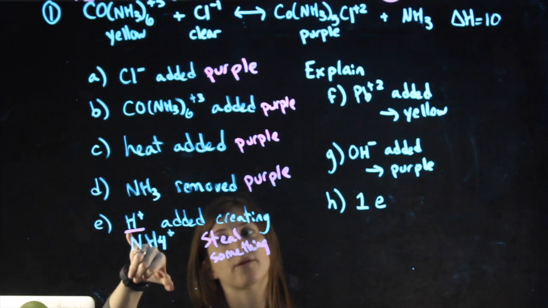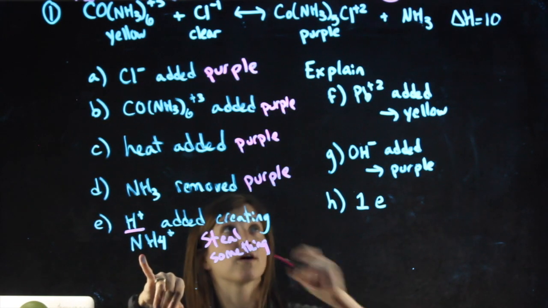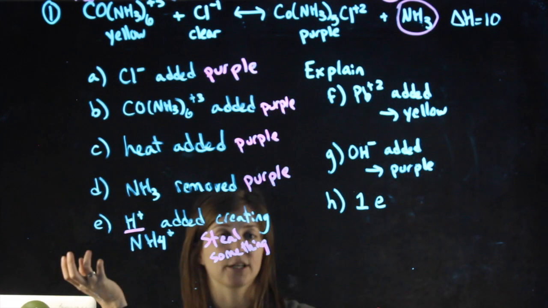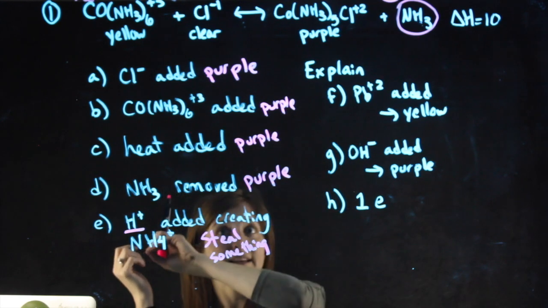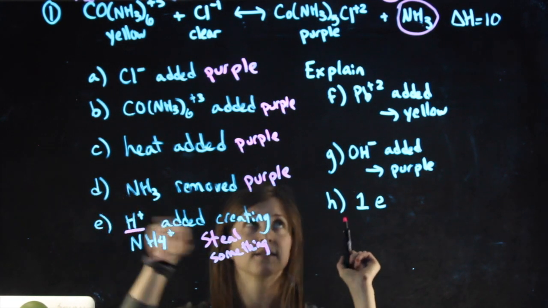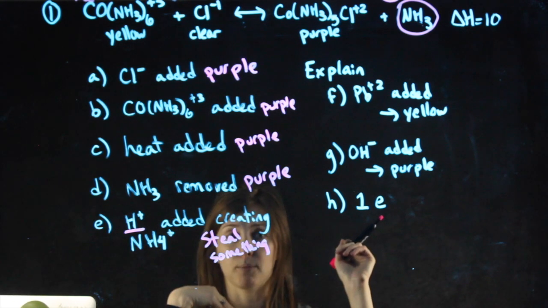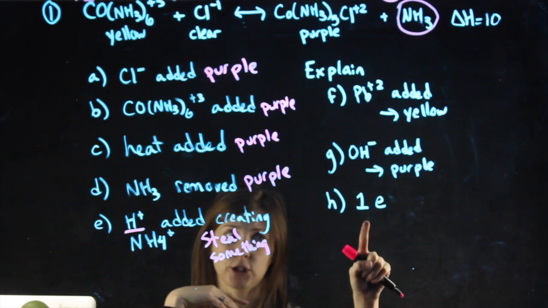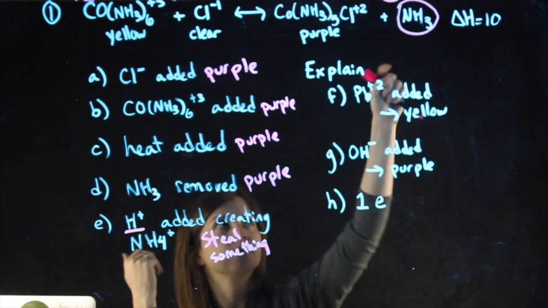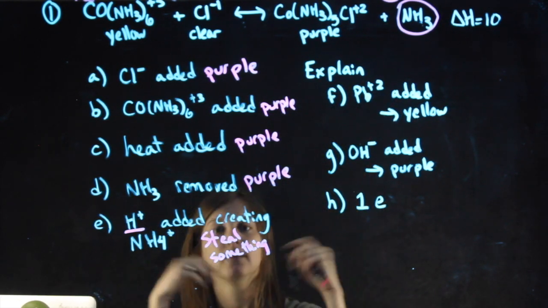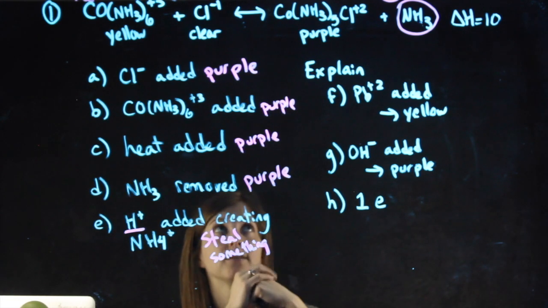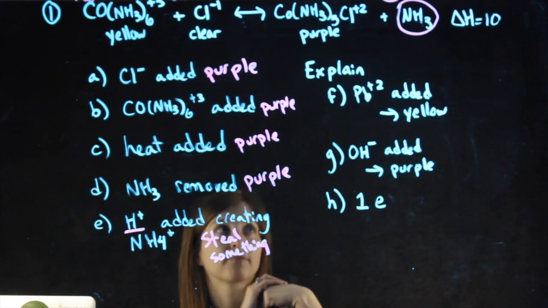Now, based on the fact that when we add H, we make NH4, I would say it's safe to assume the H is stealing the NH3. Stealing the NH3 is no different than removing it. So for the same reason as D, if it shifts right, I see purple. An appropriate explanation for H would be the H plus bonds to or steals NH3, removing it. If you want to say so, there's a hole on the right, and it shifts right. The right side is purple.